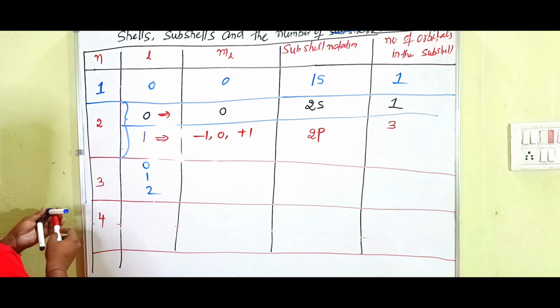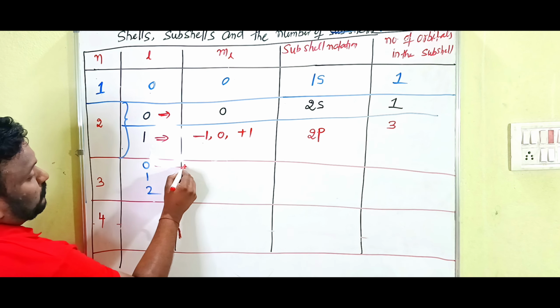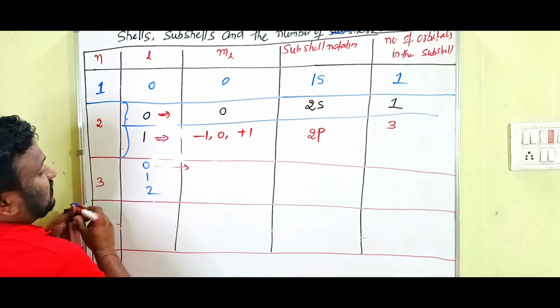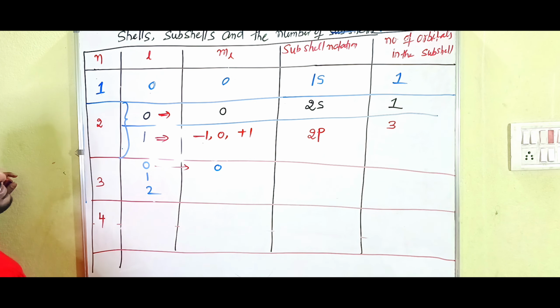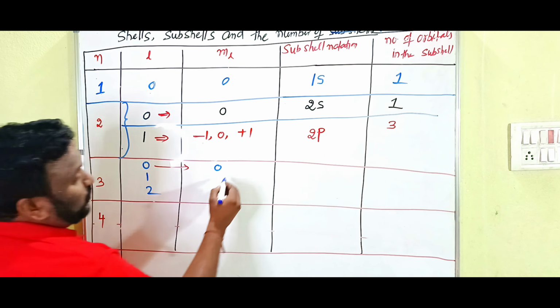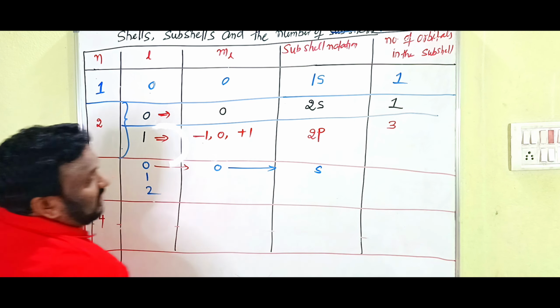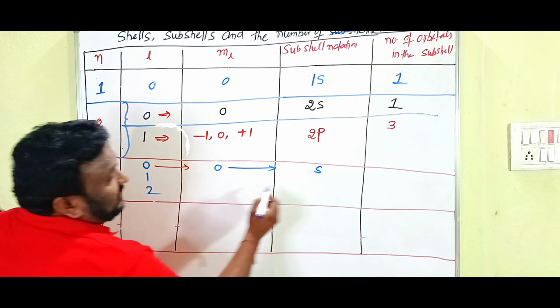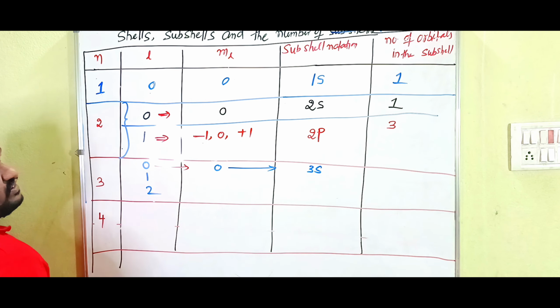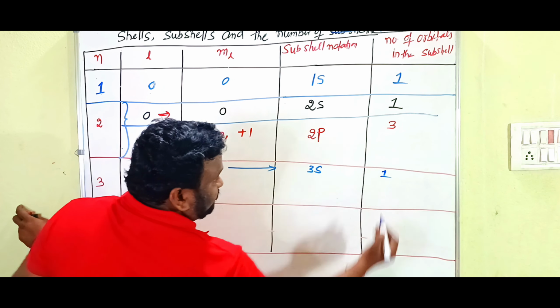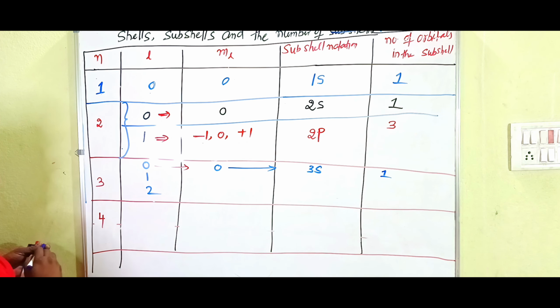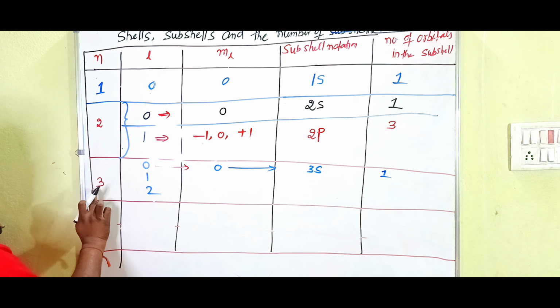Clear? When l is 0, what do you have to write, children? When l is equal to 0, ml value is 0. When ml value is 0, l equal to 0 means s. This is the s orbital, and that should be in the third shell. That's why this is 3s, and the number of orbitals is 1 here, children. And next, in the same manner, we can go for l equal to 1, n equal to 3.